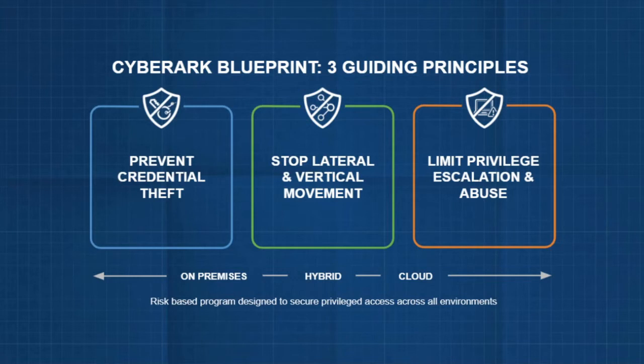Second, lateral and vertical movement. Here we look to stop movement from non-trusted devices to high-value cloud consoles or domain controllers. This is a conversation about enforcement of credential boundaries, non-persistent access, and credential randomization.